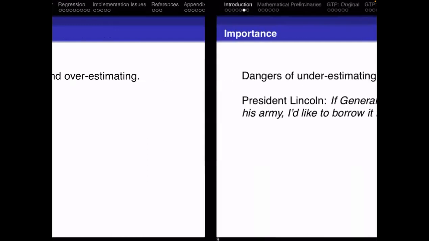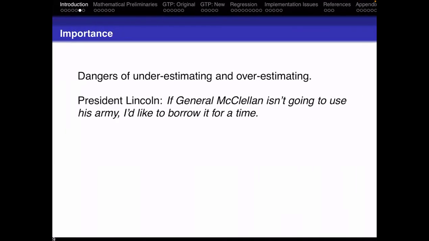One of my favorite quips of Lincoln is, if General McClellan isn't going to use his army, I'd like to borrow it for time. So McClellan was terrific at training his troops, not so good at getting them into the field. And this was paralysis by analysis, always thinking that the enemy had superior forces. And it led him to passing up on numerous opportunities to engage Lee at times that would have been opportune for him. And so there are tremendous damages that can happen when you have bad counts. It is essential to have good counts.